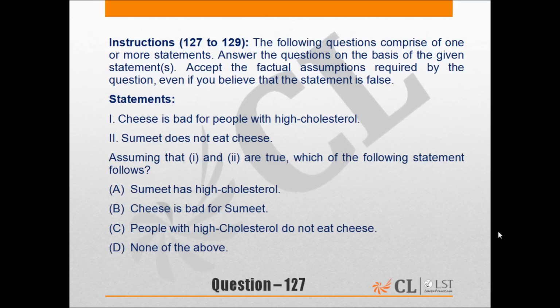Sumit has high cholesterol. Again, as we have discussed, cheese is bad for people with high cholesterol does not at all tell us whether it is good or bad for others. So A also cannot be concluded. So ideally, option D should have been the answer.